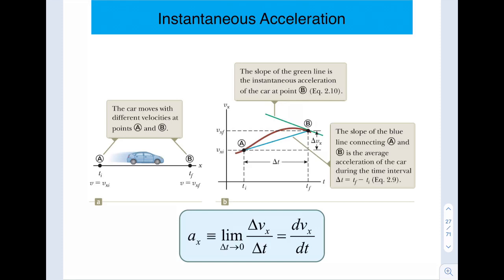So, the proper definition of instantaneous acceleration is the limit of delta v with respect to delta t, or we can put it as the derivative of velocity with respect to time, also known as the rate of change of velocity. That is the instantaneous acceleration. So this is the definition of instantaneous acceleration.